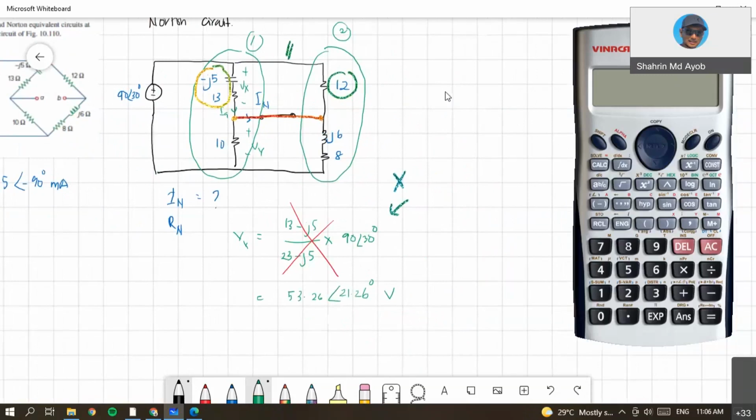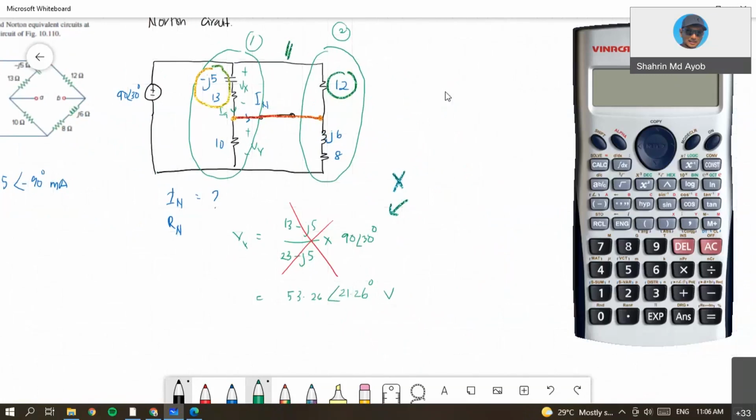Can someone calculate for me what is the value of this one, the voltage across 12, maybe Vz, by using the voltage division technique? So 12 over 8 plus J6. Oh, sorry, not 8. This is actually 8 plus 12, which is 20 plus J6, multiplied with the voltage source, 90 volts at 30 degrees, because this is actually the same source. So that's why I use voltage division. Can you calculate for me what is the value of Vz?